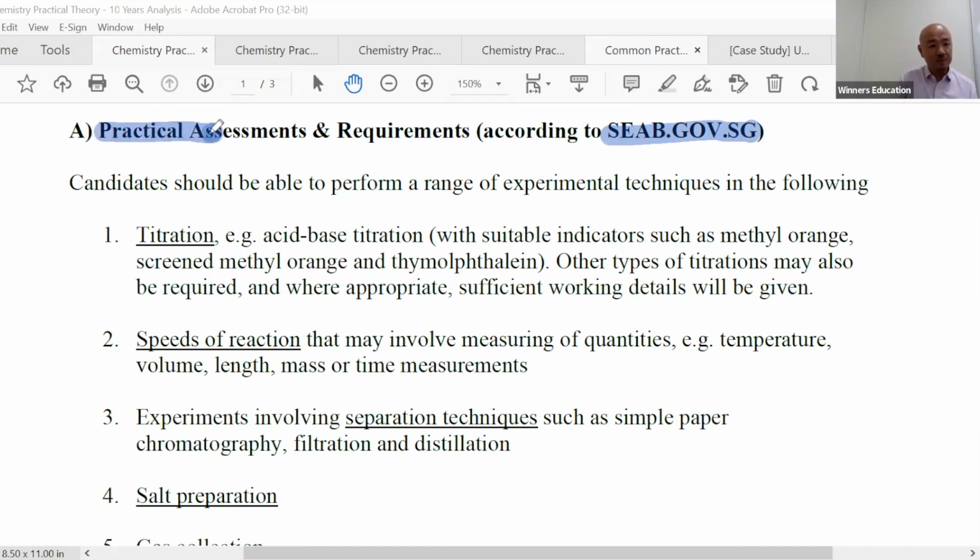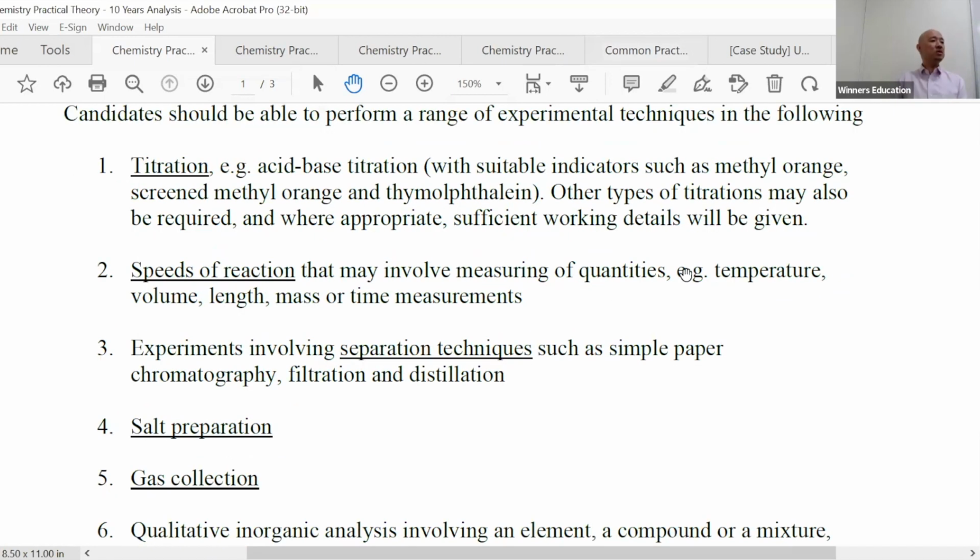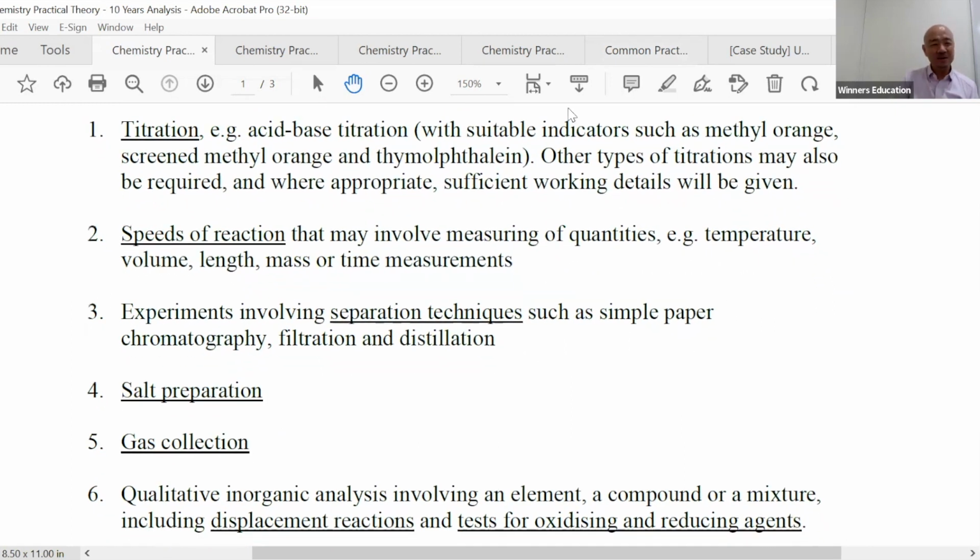That's why I need to give credit. Practical assessments and requirements, from them. So here we go. It basically tells you what they will test you on. I want to know, because I want to have clarity and confidence when I walk into the practical lab. So candidates should be able to perform a range of experimental techniques, okay? So you know and I know.